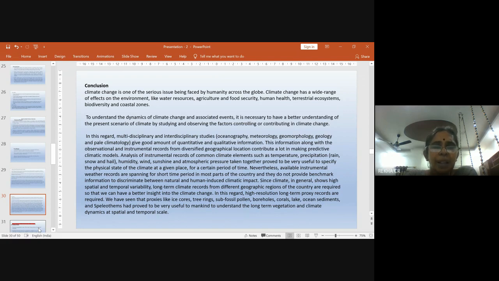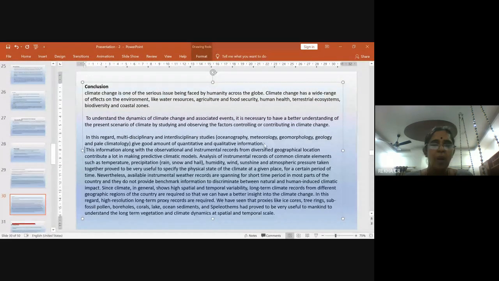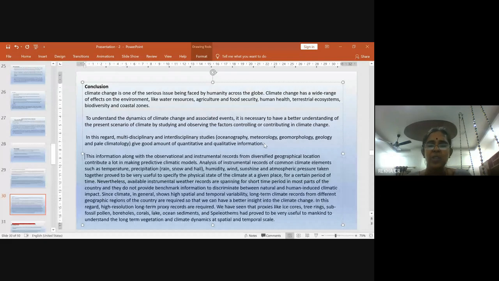So in this regard, multidisciplinary fields, as I told you, like oceanography, meteorology, geomorphology, and geology, give a good amount of quantitative and qualitative information. This information, along with the observational and instrumental records from different locations, contributes a lot in making predictive climatic models.